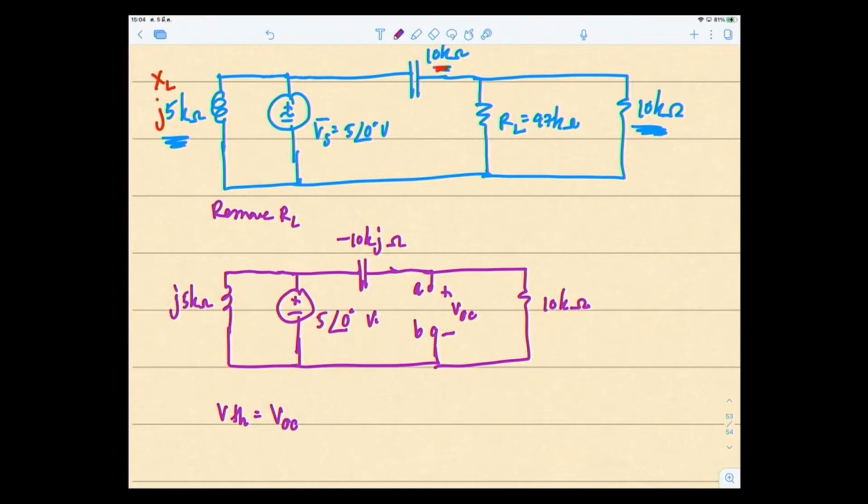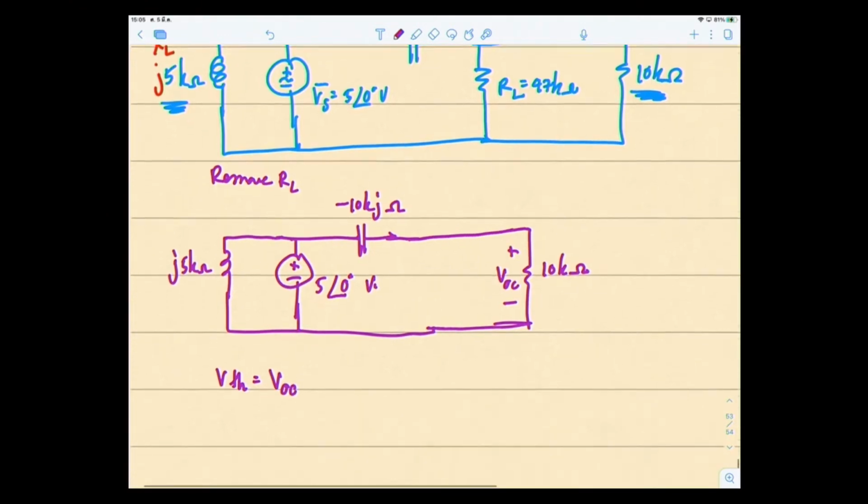Looking here, you should identify that VOC is nothing but the voltage drop across this 10K. So it's simply here, 10K. This is VOC. VOC is the voltage drop across the 10K ohms.